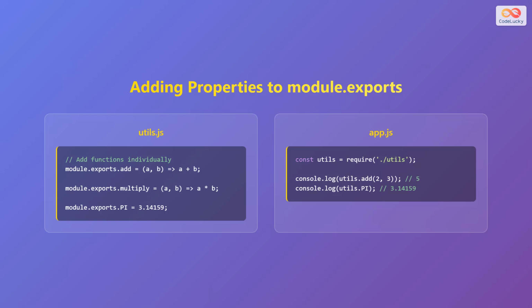Let's discuss adding properties directly to module.exports. In utils.js, instead of assigning a single object, we can add functions and values individually to module.exports. Here we add an add function, a multiply function, and a constant called pi, assigning it the value 3.14159. In app.js, after requiring utils.js, we can access these properties directly from the utils object. For example, utils.add with arguments 2 and 3 returns 5, and utils.pi returns 3.14159.